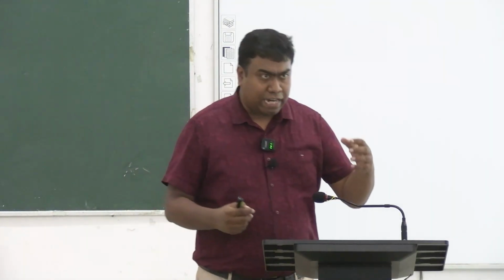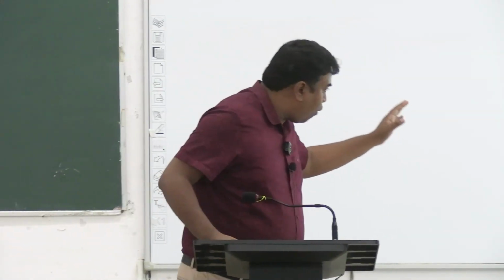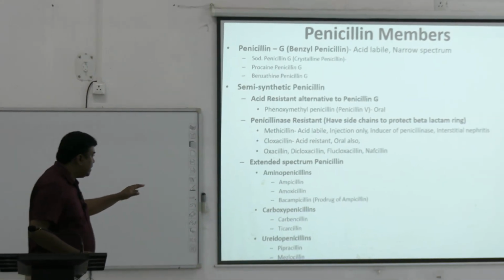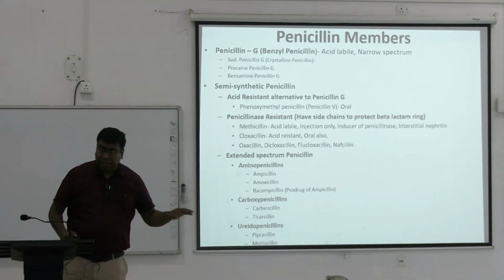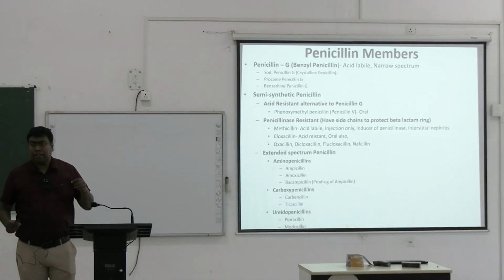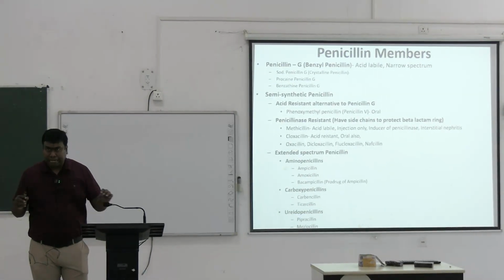Ampicillin and amoxicillin can also be given orally. Similarly, carbenicillin and piperacillin are extended up to pseudomonas. Less gram positive, more gram negative, like pseudomonas, which is a difficult bacteria. That is also covered by carbenicillin and piperacillin. These are carboxypenicillins. And there is another term: what are the different beta-lactams?